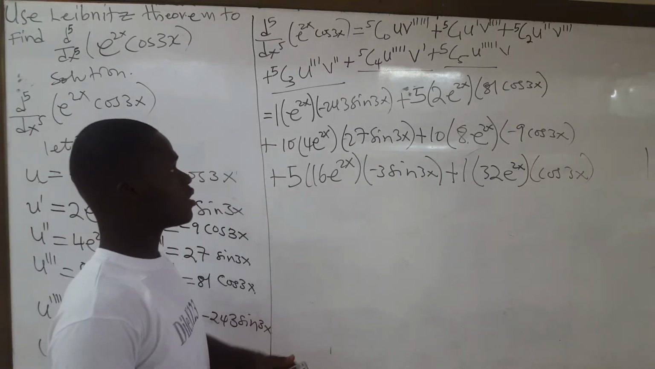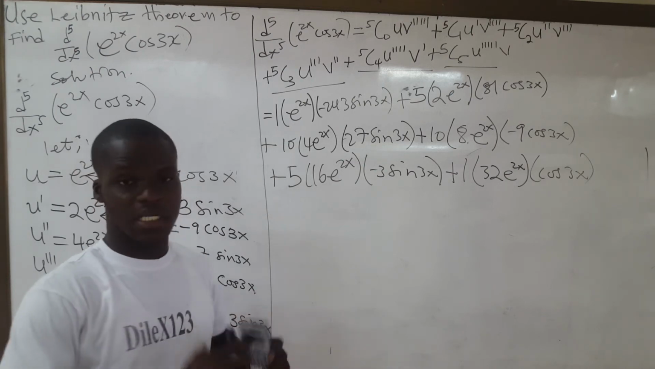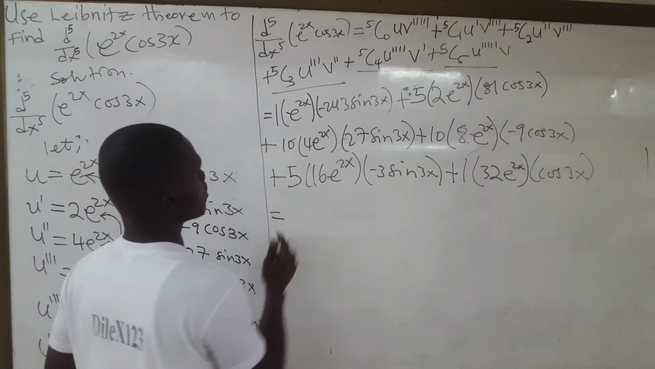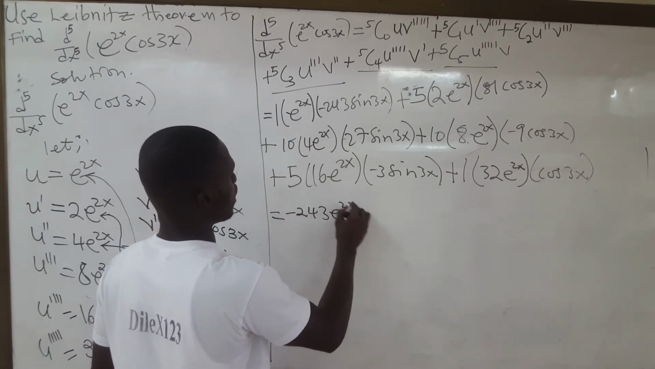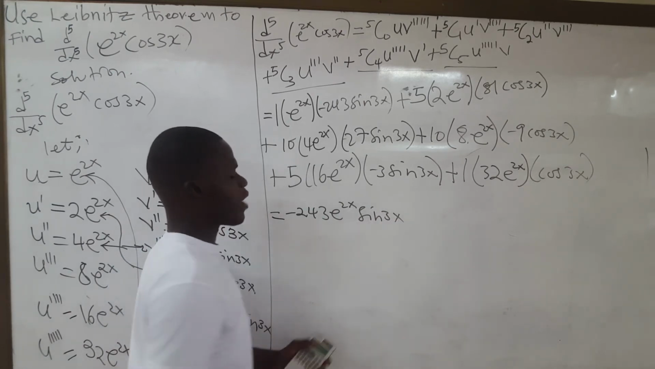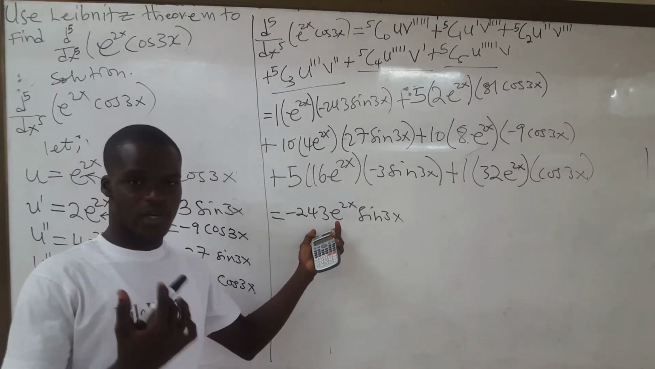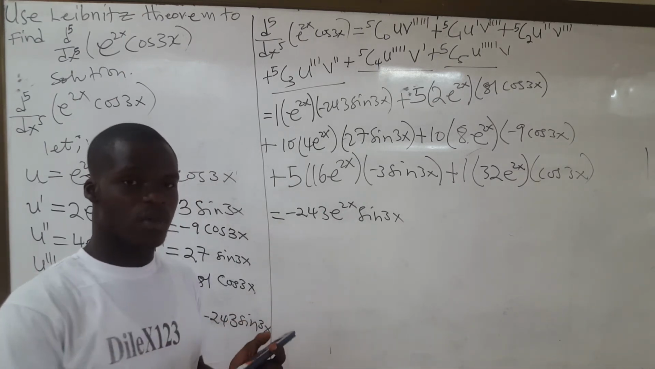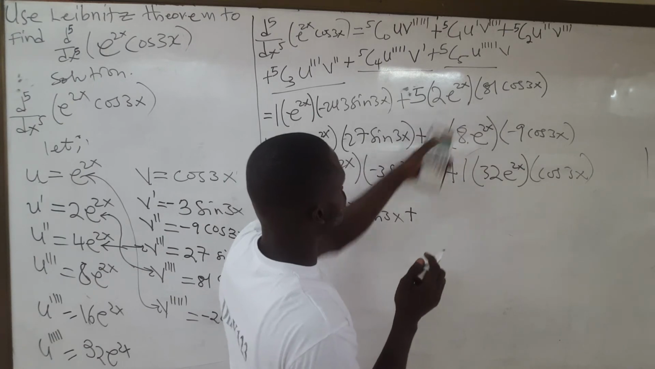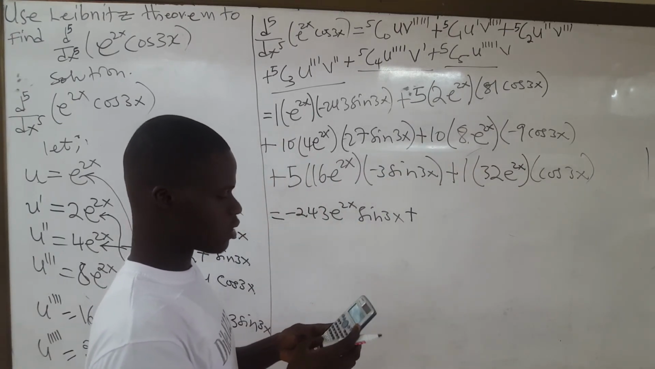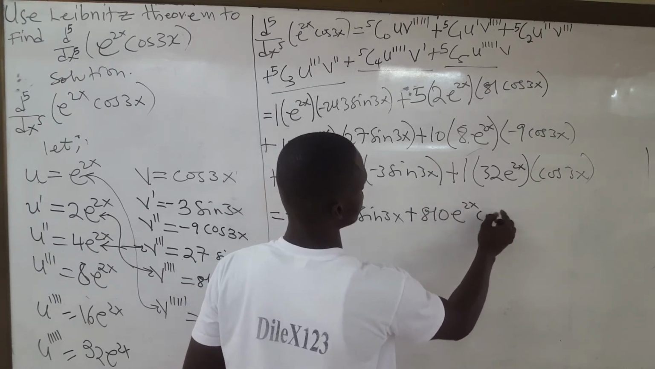The next thing you have to do is multiply through all of that. You need to expand the terms, you multiply through, then you just break it up. So let's quickly do that. This time we are going to have negative 243 e exponent 2x sine 3x. Whenever we have a trigonometric function and Euler's form present, we always write the Euler's form first before we write the trigonometric form. So this is what we are going to get, plus 5 times 2 times 81. So 5 times 2 times 81, that is 810, e exponent 2x, cos 3x.